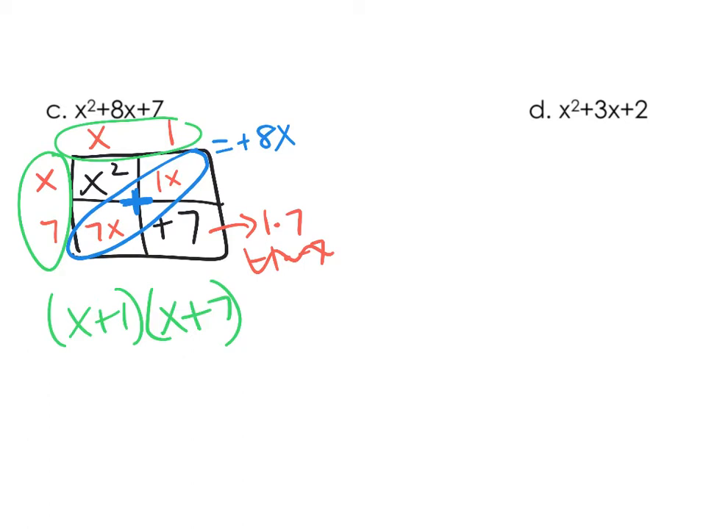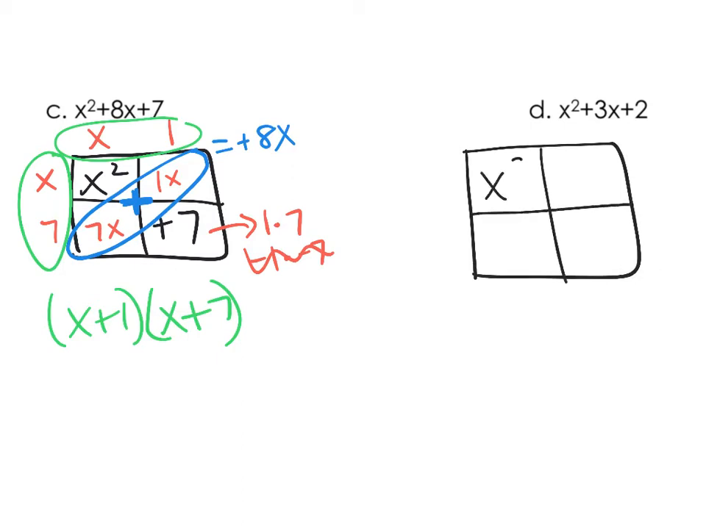Okay, last example of these, we are doing the same thing. x squared, and we need to multiply to be a positive 2. And those diagonals have to add to be a positive 3x. So what's going to multiply to be positive 2? Well, 1 times 2, or negative 1 times negative 2. Not too many options on that one.